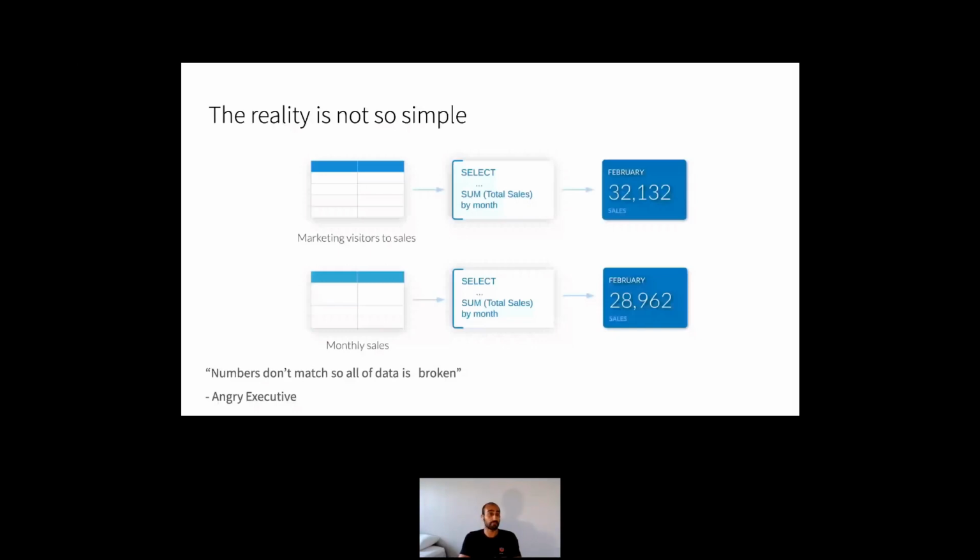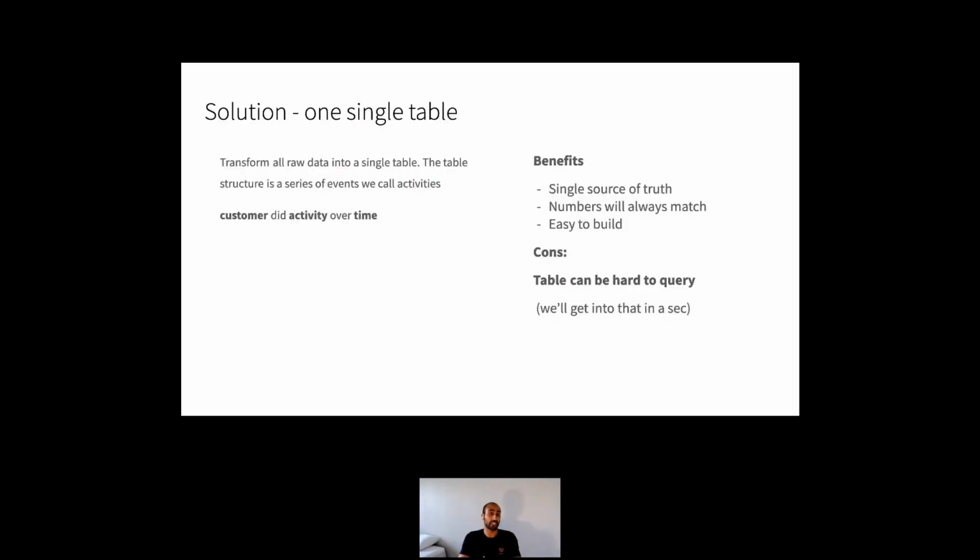And that's why we have a solution. What if you actually did create a single source of truth? And by single, I mean a single table. What if we take all our data and put it into one single table where every row is a customer, action, and time, and you would actually create it? The benefit is, one, you get the dream of a single source of truth where it's actually one table. Two, all the numbers will match and it's super easy to build. And three, it's just going to be really, really fast. The downside is that this table is going to be extremely hard to query, but we'll get into that in a second.